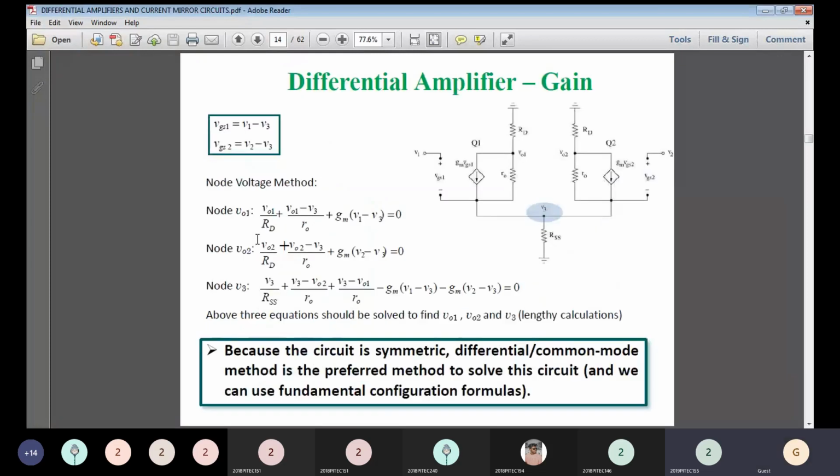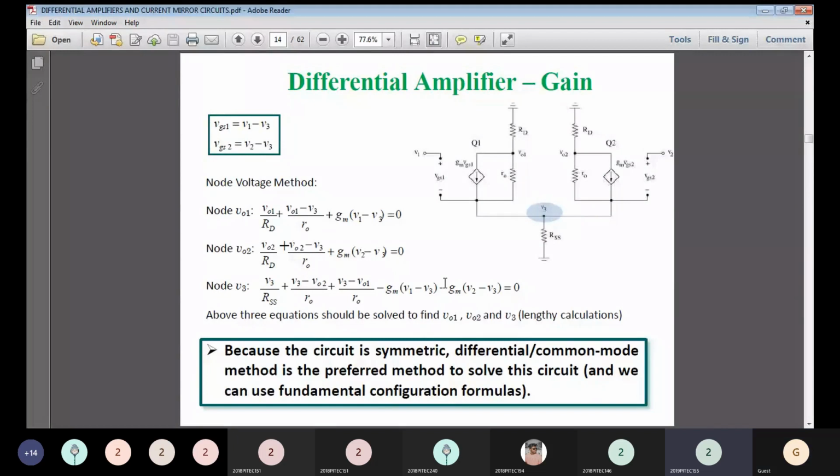Okay, so this is the calculation of differential amplifier gain. We know that VGS is the voltage across the gate and the source. So this is the value for V1 and V3, in differential mode of operation. Both values are the difference of the input voltages we are going to give. So V1 minus V3. And then VGS2: what is the input? Again a difference of two voltages, V2 minus V3. So at the node Vo1, here, the output voltage we are getting is Vo1 divided by RD plus (Vo1 minus V3) divided by ro plus the transconductance gm into (V1 minus V3). Likewise, we can calculate Vo2 and also the V3 value.